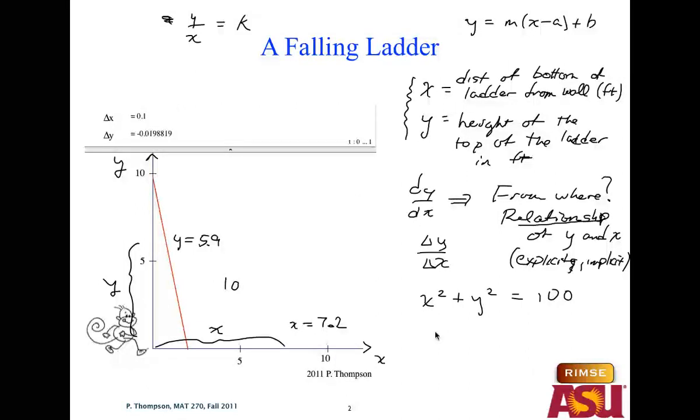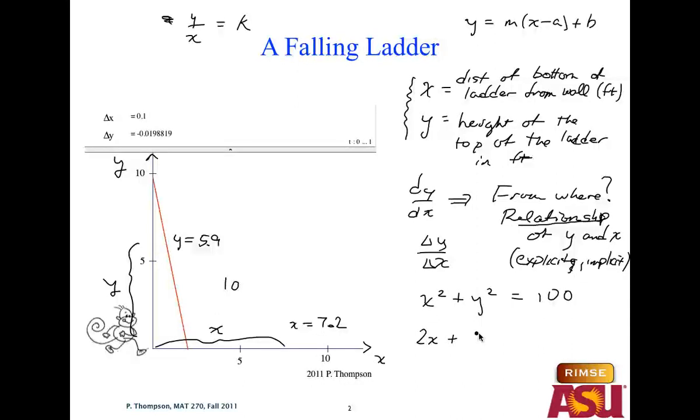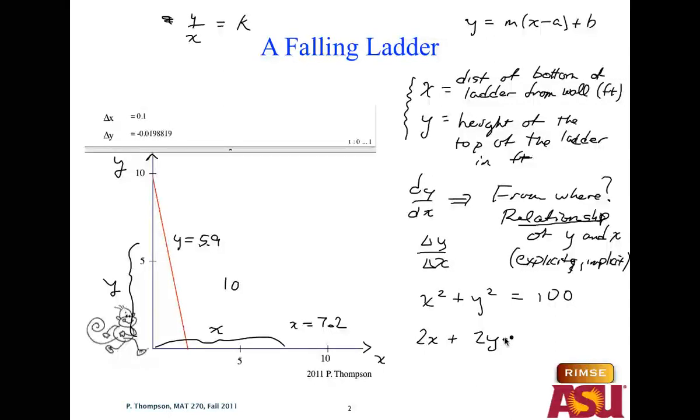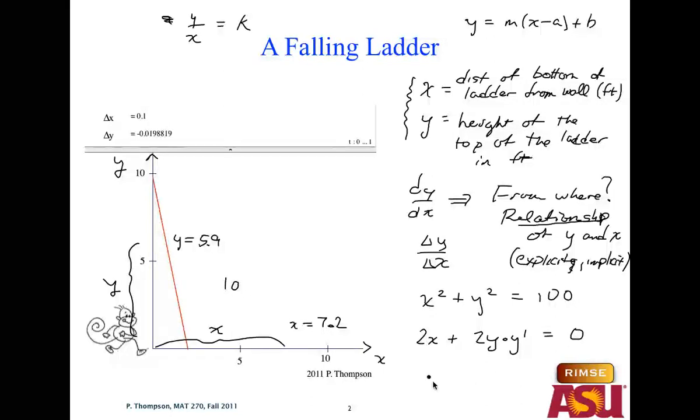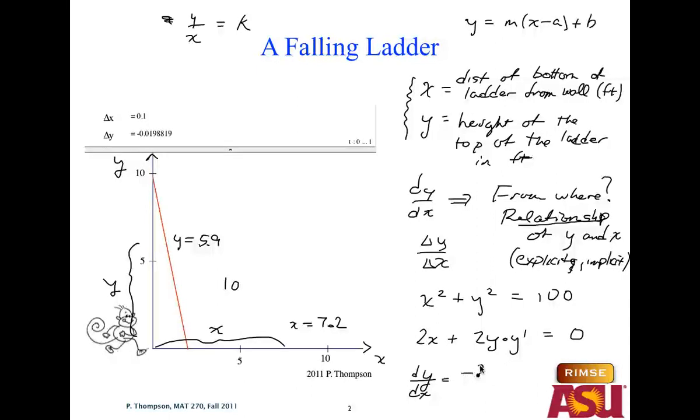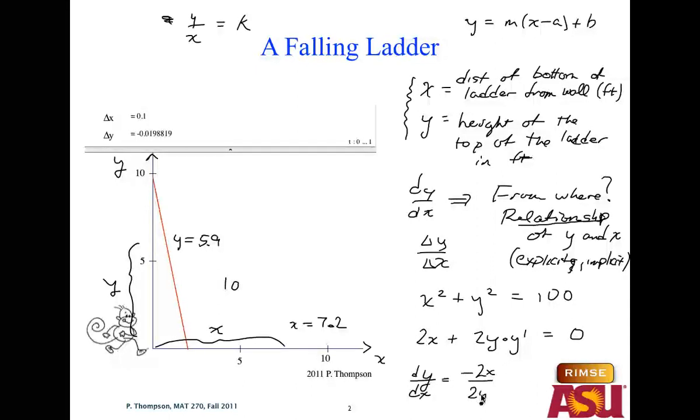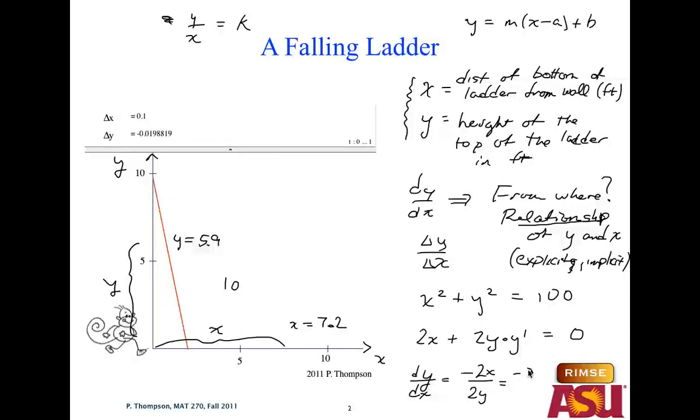Derivative of x squared, and we are experts, right? 2x. Rate of change of y squared: 2y times y prime. The derivative of 100 is 0. Okay? And solving for the rate of change of y with respect to x, I'm going to write it this way: y prime is going to be negative 2x over 2y, which equals... Here's a very appropriate place to simplify.